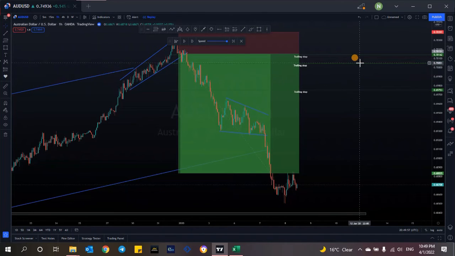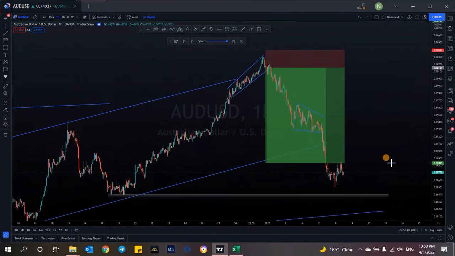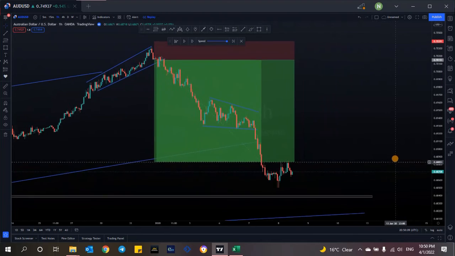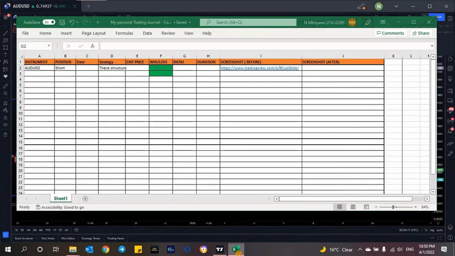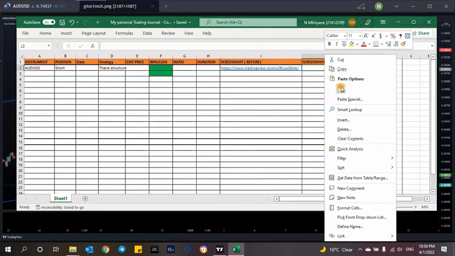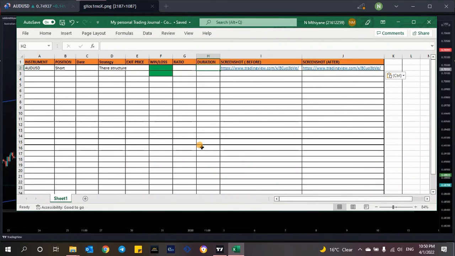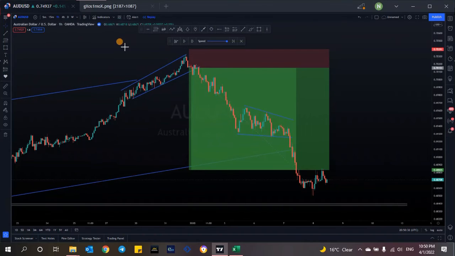So this is just to show you guys how I manage my trade. Delete everything. Trades like this take like 2 weeks or so to hold. So I go and delete everything, and then I take another screenshot, copy the link, screenshot after, and paste it here. Duration, let's see how long it took.